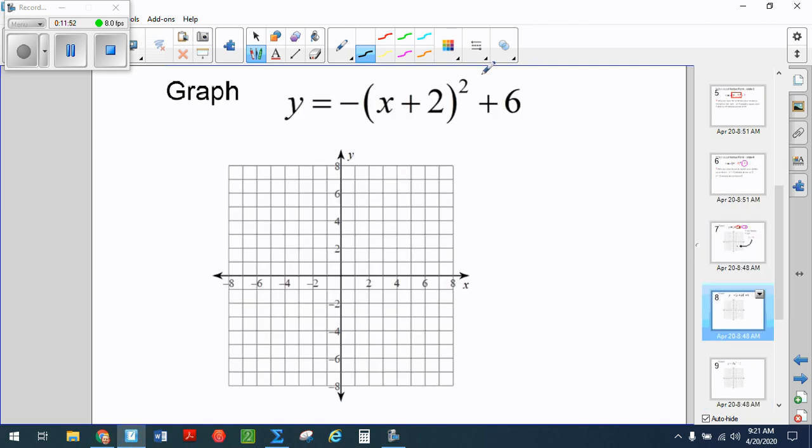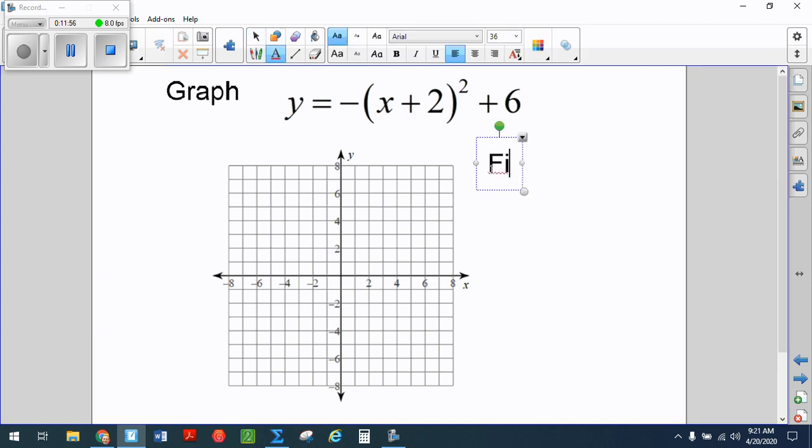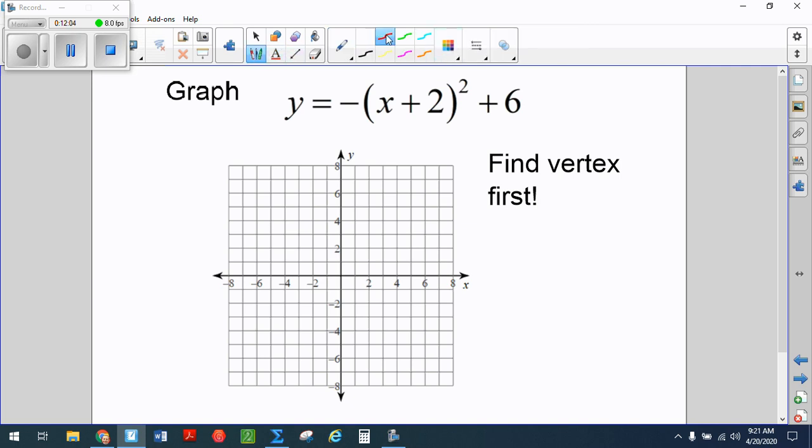We're going to do the same thing on this one. Vertex, find the vertex first. Okay, my vertex is going to use the numbers in the top, right? We're going to use this number first, and we're going to use this number second. So think about what that would be.